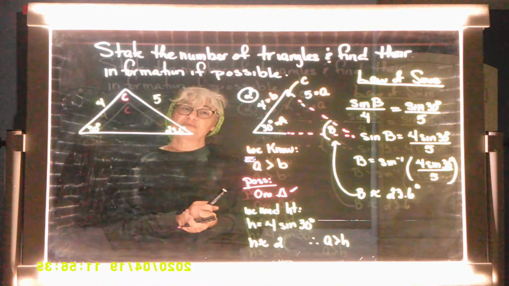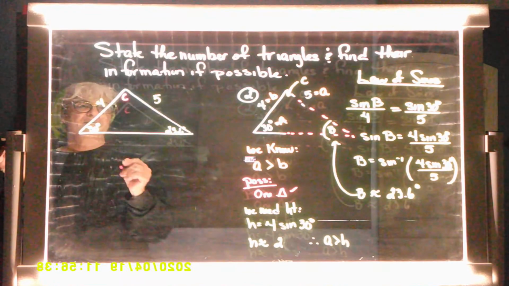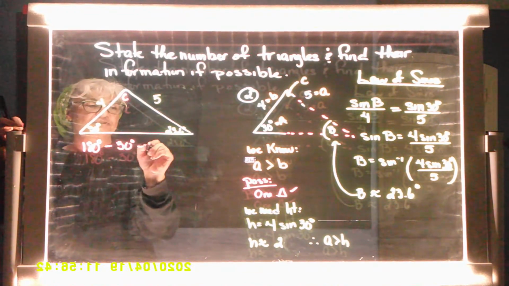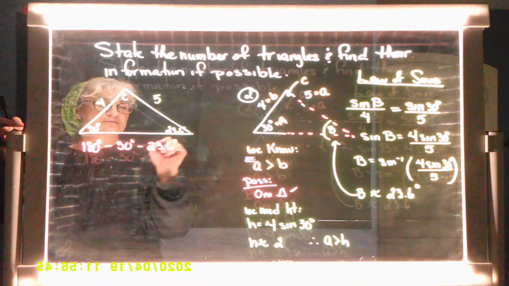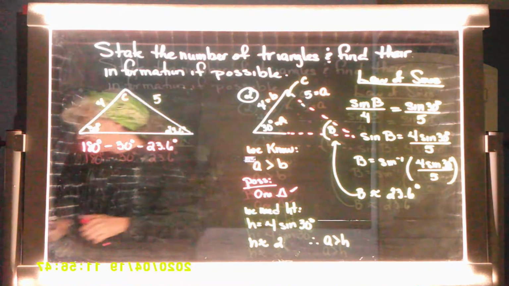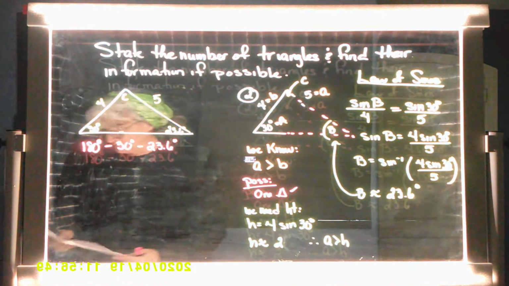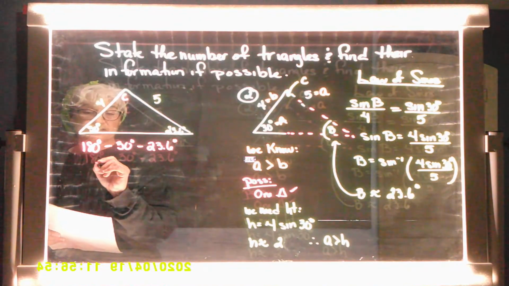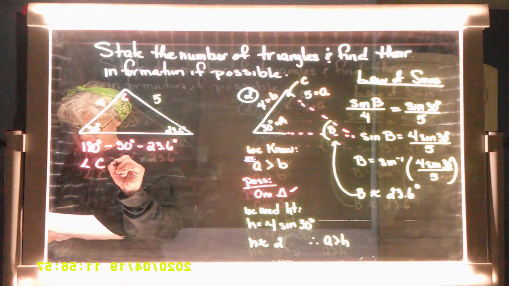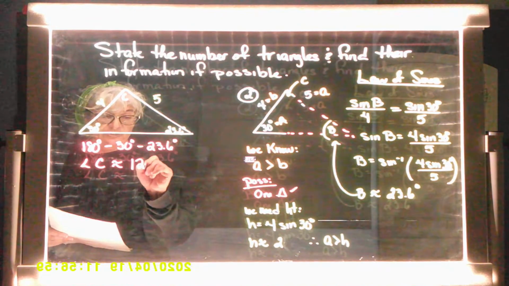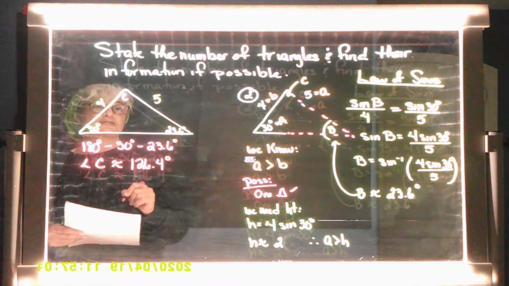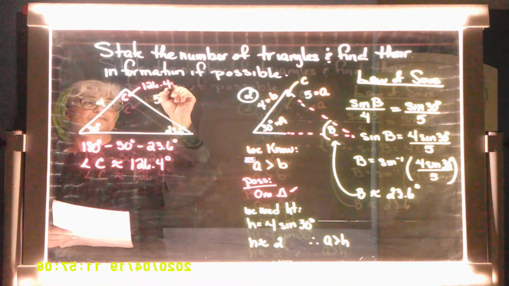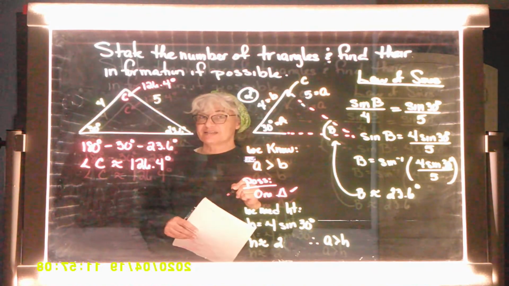Well, gratefully there's how many degrees in a triangle? Good, 180. So if I take 180 degrees and I subtract the other two angles, what do you get? I ended up with angle C has a measurement of approximately 126.4 degrees. Did you get the same?